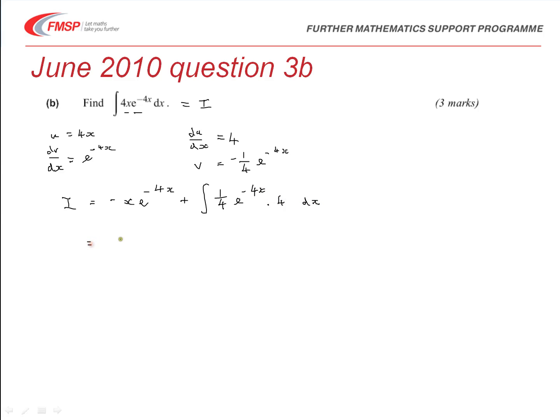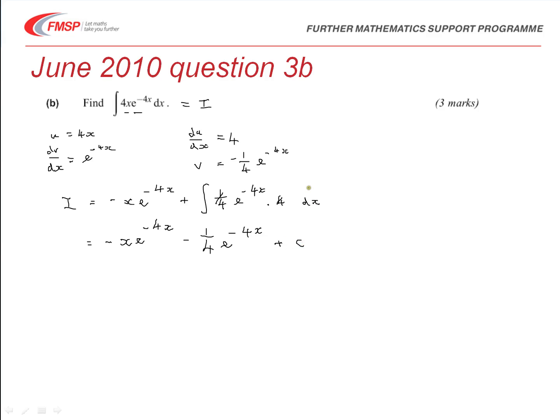And so if we now evaluate this, we will get minus x e to the minus 4x, and then the integral of this, well again we're back to the fact that e to the minus 4x integrated is minus a quarter e to the minus 4x, and of course the quarters here and the 4 have disappeared, so this becomes minus a quarter e to the minus 4x. And since this is an indefinite integral, we need to include our constant of integration there at the end of it.